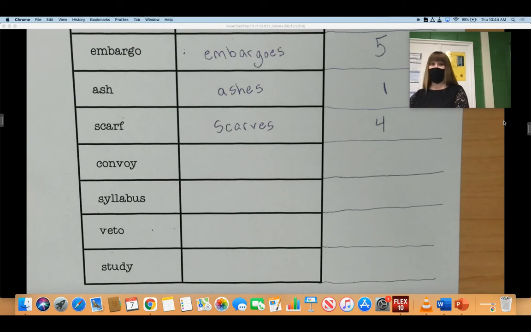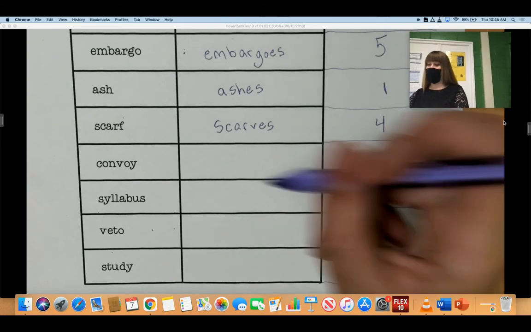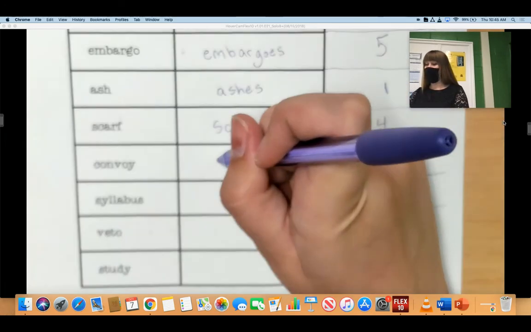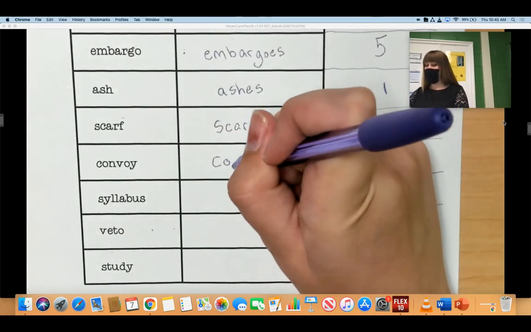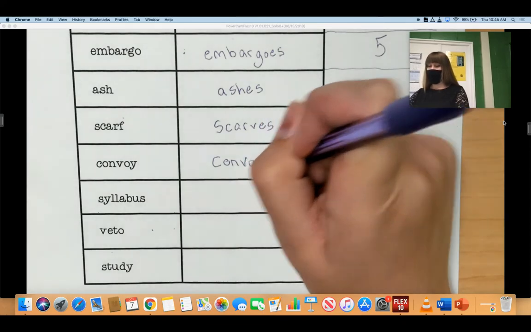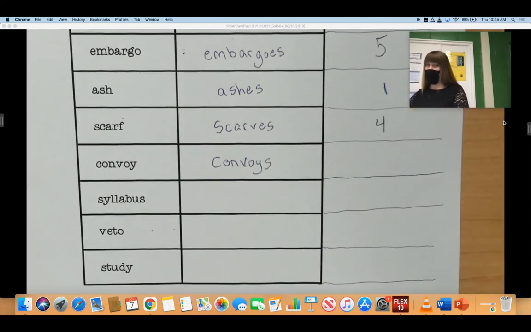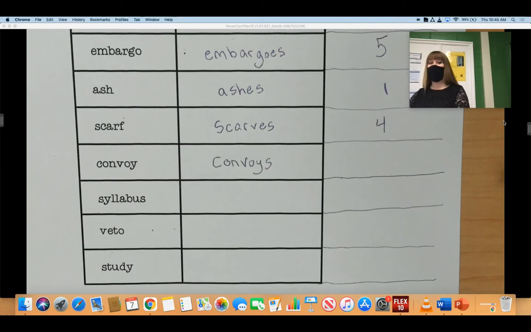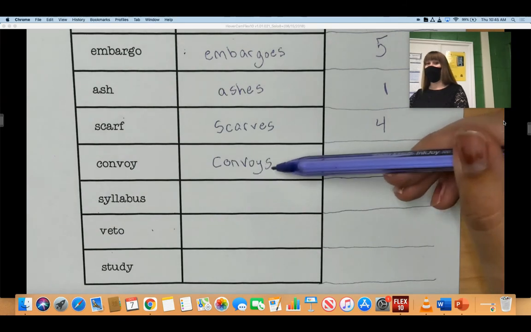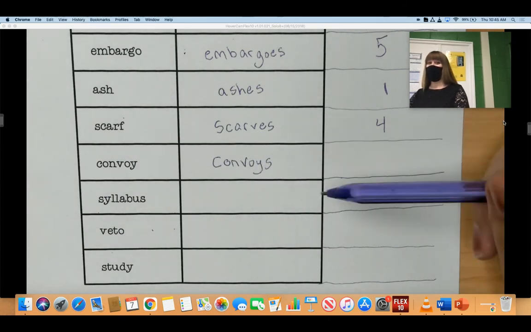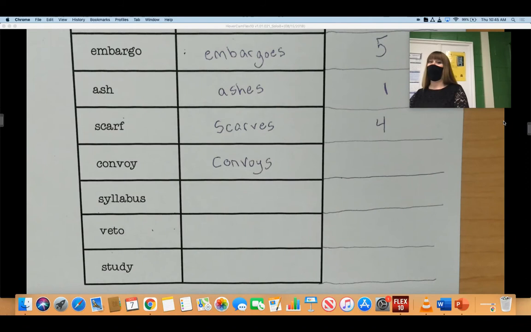Next we have convoy. This is similar to toys, ends in vowel Y, so we write convoys. Now someone asked yesterday, why would we not take off the Y and make convoy IES? Because then you would have OIES. It's just convoys. So that is rule 3.